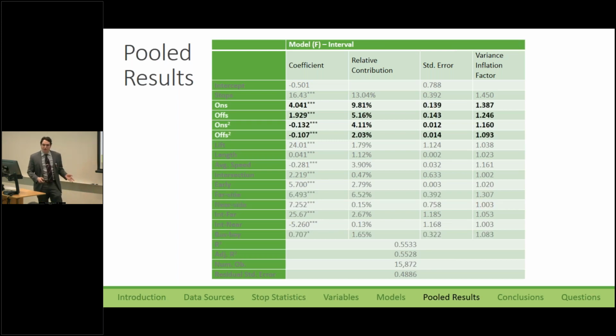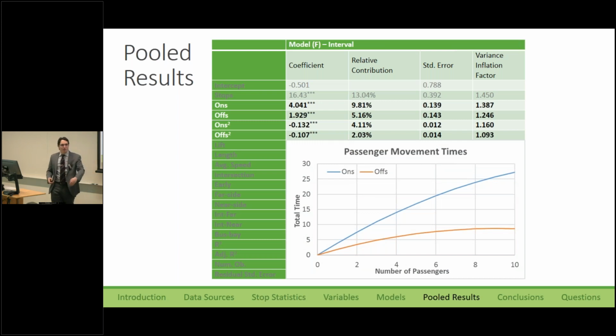Looking at ons and offs, you can also add in another component which is very important, which is the nonlinearity. As the number of ons increase, the number of offs increase, the amount of time that each person is going to take will fall. And so that's shown by the model that, yes, one person boarding might take 4 seconds. The next person will reduce that slightly. 8 people alighting is likely to take about the same amount of time as 10 people alighting. And so this nonlinearity is important. And overall, this accounts for about 25% of the total variability within the data.